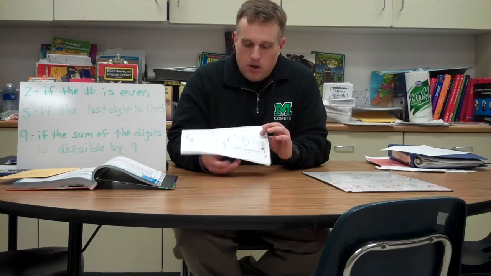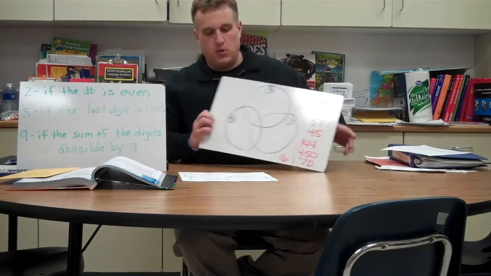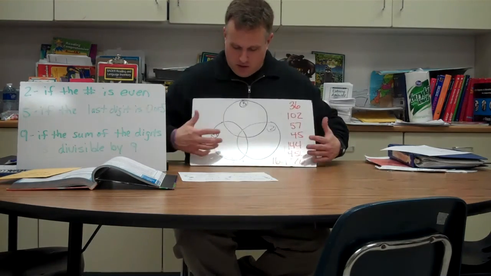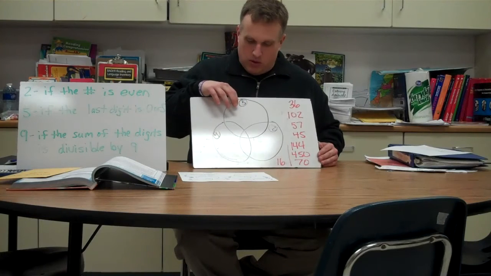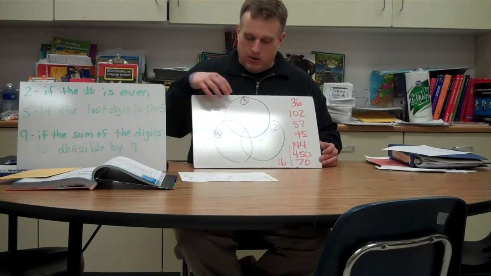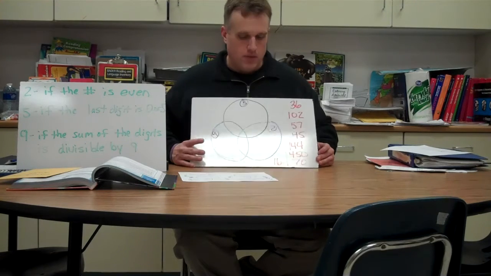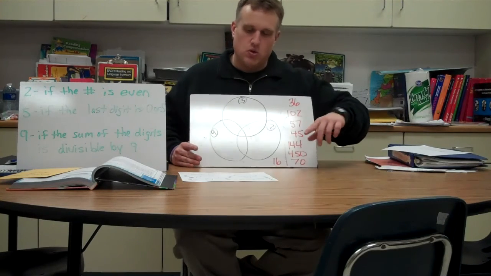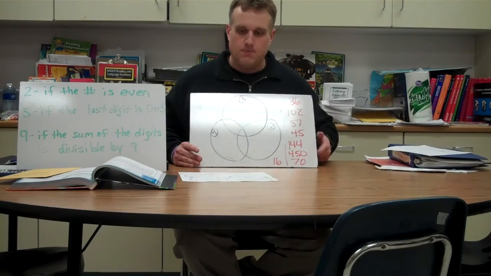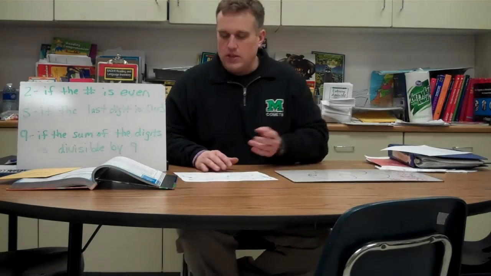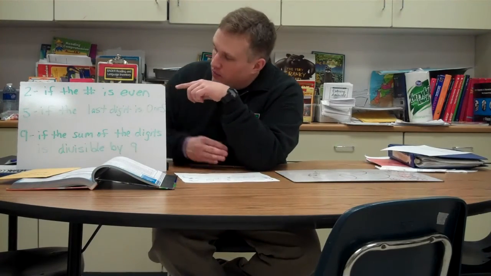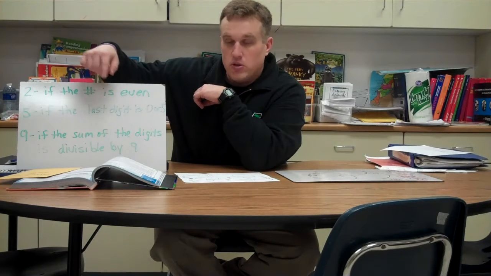Okay, so number 2 looks something like this. You have 3 circles. They want numbers divisible by 5 here, numbers divisible by 9 here, and numbers divisible by 2 here. These numbers on the side are just the numbers on your worksheet. I just wrote them off to the side. So before we get started, let's look at the divisibility rules. They're the same as in your book.